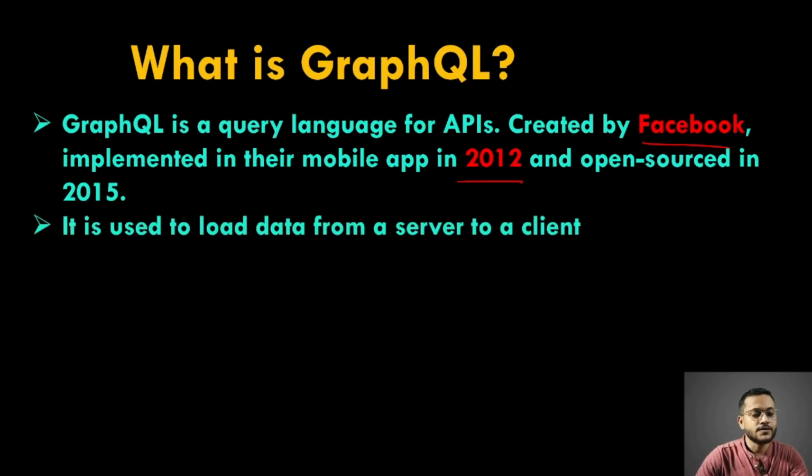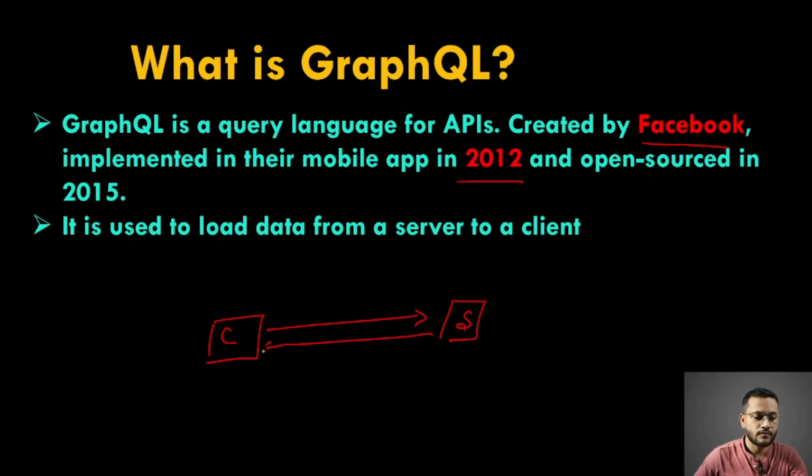Now, it is used to load data from the server. As you know, when we are trying to communicate, we have two programs, right? One is our client program and one is a server program. So when we make a request, the server gives the response. The same case here: it communicates with APIs and loads the data from the server API to the client API.